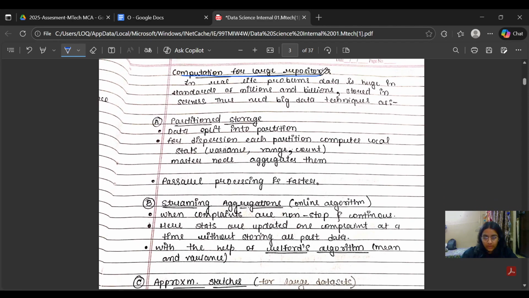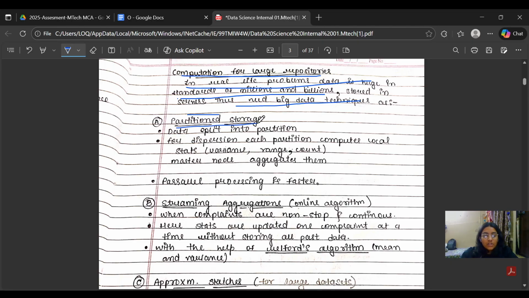Now, computation for large repositories. If we have large repositories, how do we compute, and what are the issues and problems? In real life, the data is huge, in the order of millions and billions, which is stored in servers. So we use big data techniques on how the data is partitioned and applied.